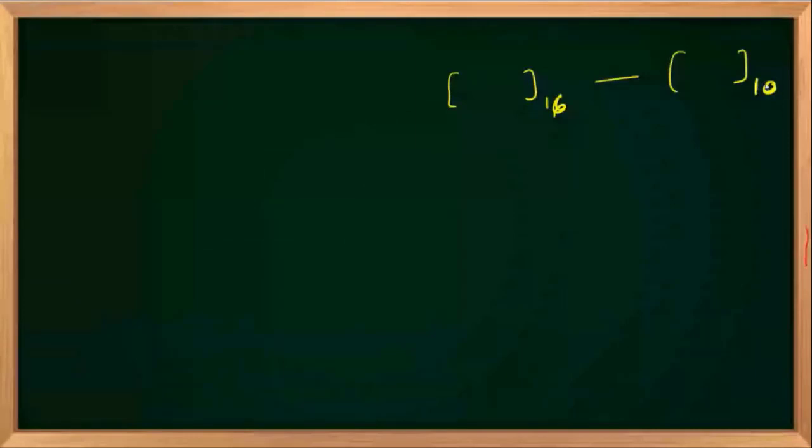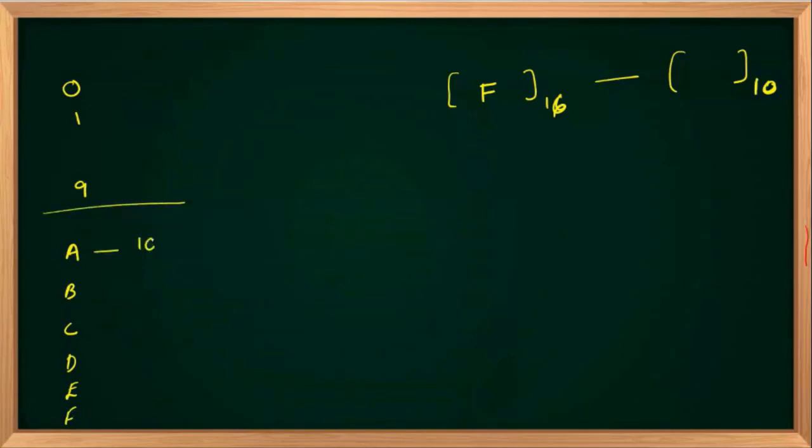Let us say I have a number F, a hexadecimal. What is the decimal equivalent? If you're dealing with a hexadecimal number, our symbols will be from 0, 1, etc. to 9, then A, B, C, D, E, and F. This corresponds to decimal 10, this is decimal 11, decimal 12, decimal 13, decimal 14, and decimal 15.